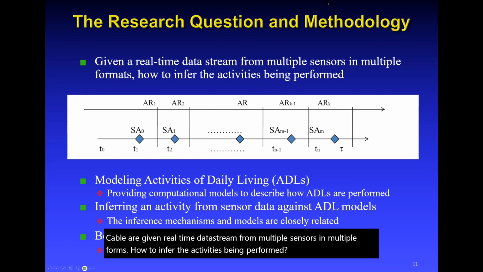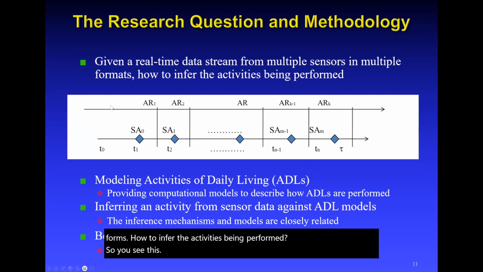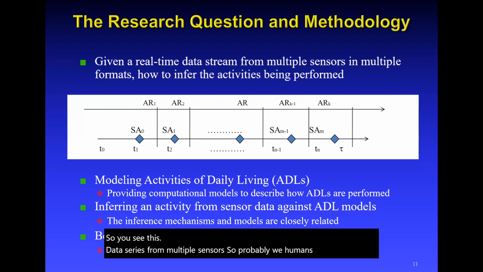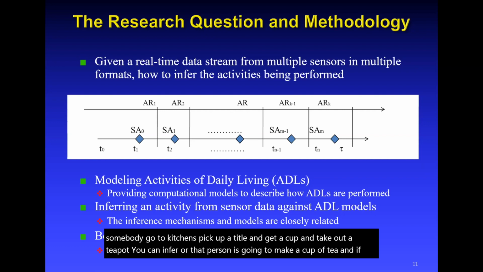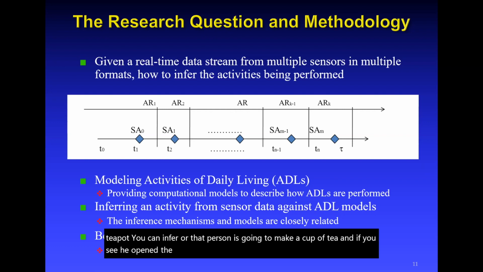So you see this data series from multiple sensors. Probably we humans, when we look at somebody go to the kitchen, pick up a kettle, get a cup and take out a teapot, can infer, oh, that person is going to make a cup of tea. And if you see he opens the oven and takes a tray, you could guess, oh, he might want to do cooking. But the machine doesn't have this knowledge.